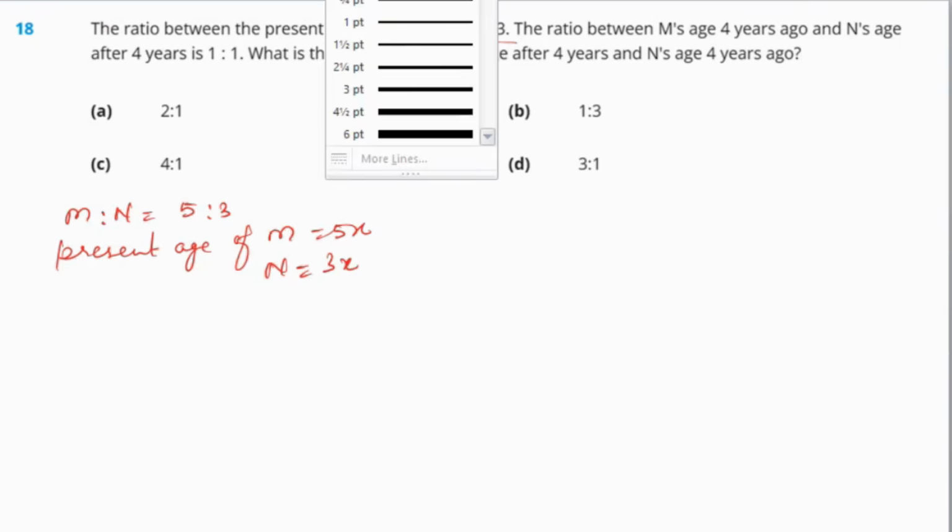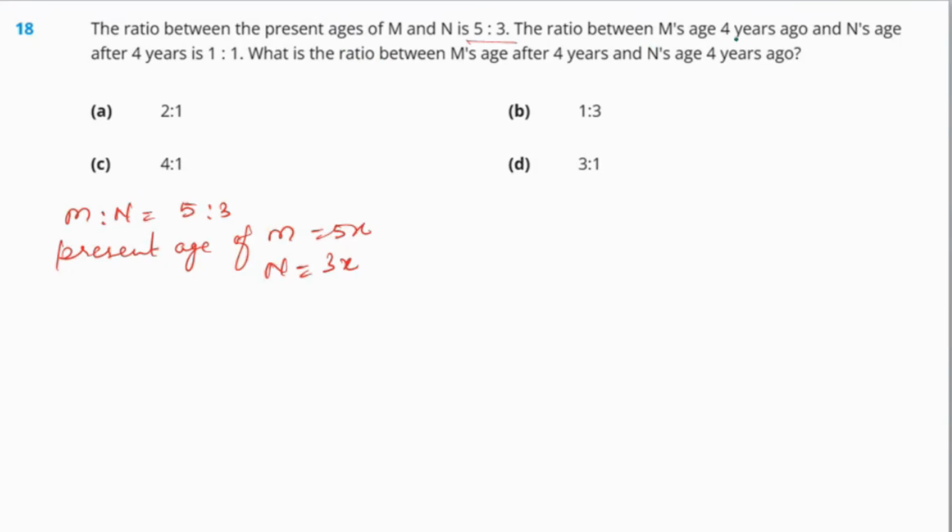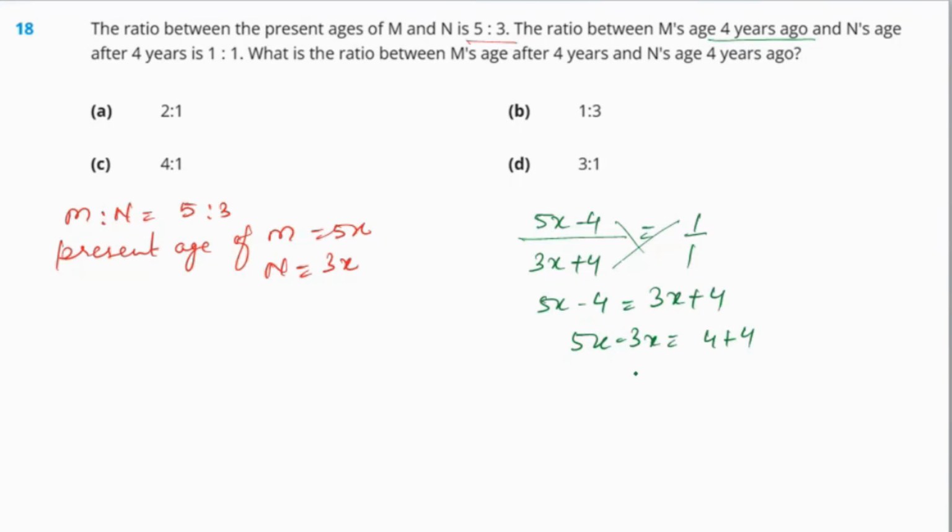And if we go according to the question, because it's saying the ratio between the M's age 4 years ago, so that will be 5x minus 4. And the N's age after 4 years, so that will be 3x plus 4. The ratio is what? 1:1. So when we solve it, 5x minus 4 will equal 3x plus 4. So it gives us 5x minus 3x is equal to 4 plus 4. So 2x gives us 8. The value of x we are getting as 4.